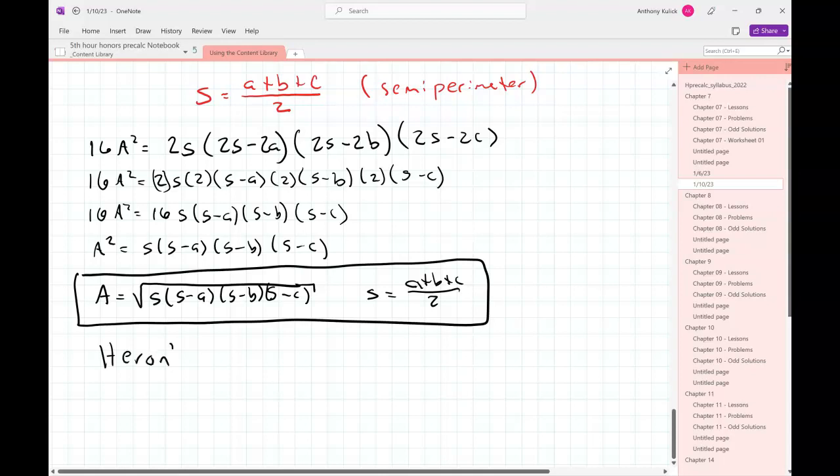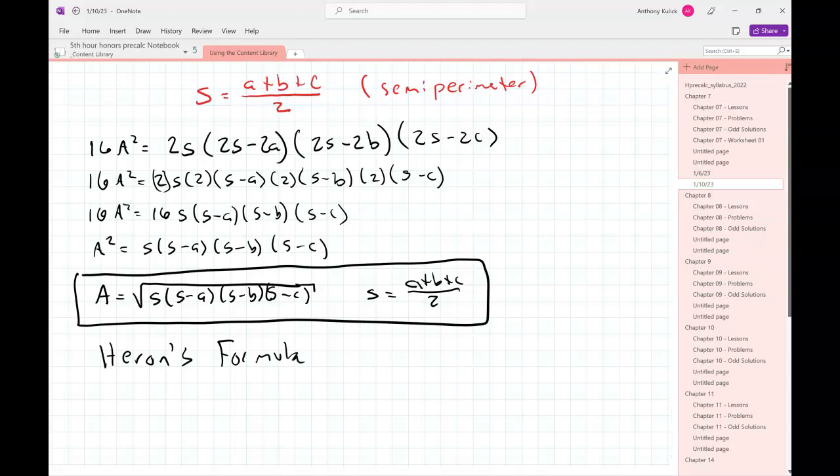This formula actually has a name. It's called Heron's formula. I believe Heron was an Egyptian mathematician, but I think he was probably really Greek, because it would have been post-Alexander the Great, where all the Egyptians were really Greeks. Because I think he was in Alexandria when he did this. Maybe.